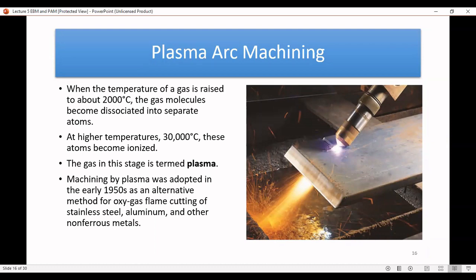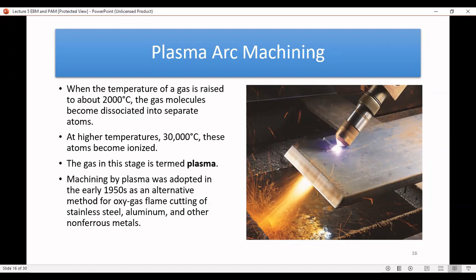You need to heat it up. So if you have, for example, an environment of CO2 or N2, then the atoms exist in terms of molecules. If you heat up the gas up to 2000 degrees Celsius, then these gas molecules will separate into atoms. So rather than N2, you have N and N, right? Nitrogen atom and nitrogen atom. It's no longer in molecule shape, right?